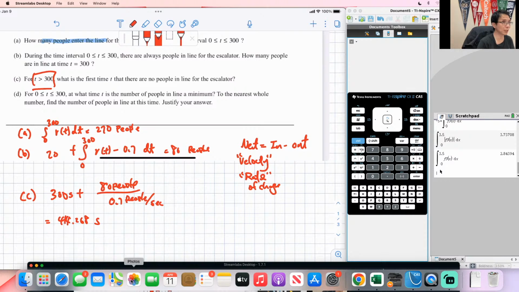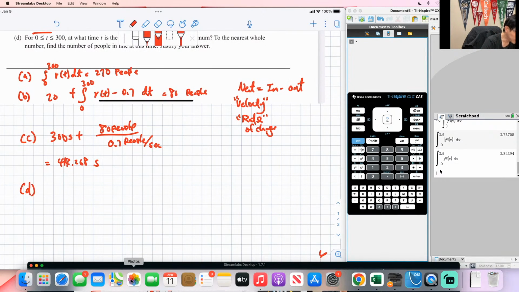Because there are 80 people left, and every second only 0.7 are getting off, you divide it by 0.7. It's like if you have 80 miles and you drive 10 miles per hour, right? So you're going to have to drive 8 hours. 80 divided by 10. Does that make sense? Okay.